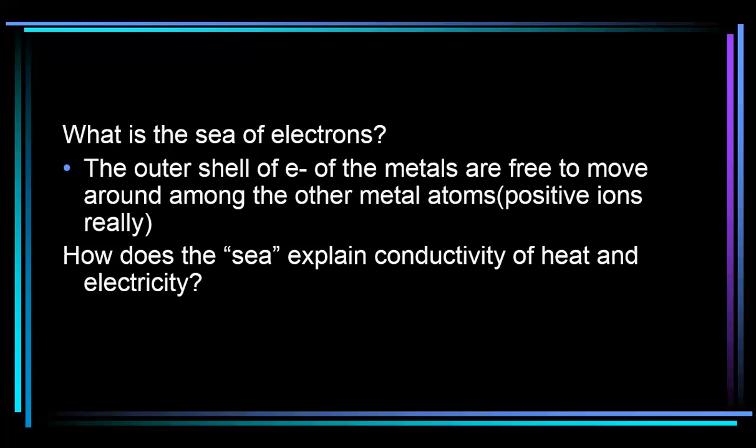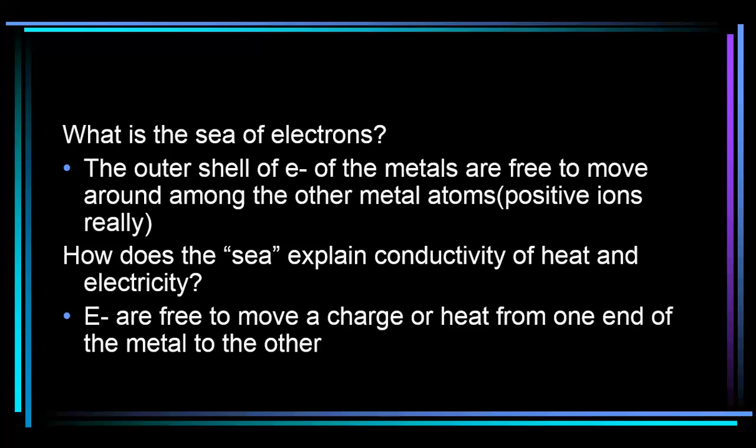The sea of electrons. How does it explain conductivity of heat and electricity? Well, in order for electricity to move, you've got to have movable negative or positive things. Are there movable negative things in the metal? Yes, the sea of electrons. In order for heat to move, it must be carried from one side to the other. Are there movable particles in a piece of metal? Yes, the sea of electrons.